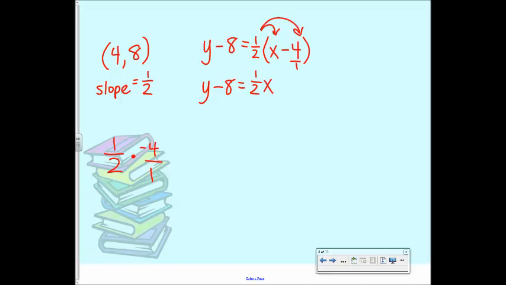-2. So minus 2. And then what do I do with the 8? Plus 8 on both sides. So y equals 1/2 x. What's -2 plus 8? Positive or -6? Positive 6. Good. All right. That's why you have calculators.